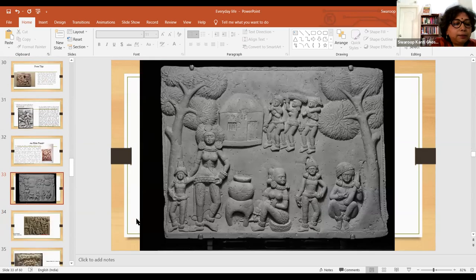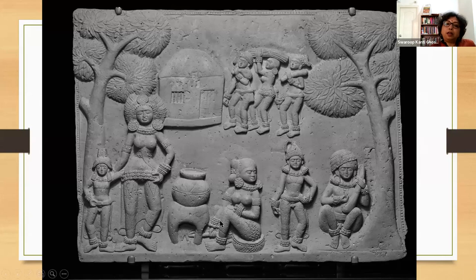Now I would like to bring to you this one sculpture, which I'm not very sure of from which place. But I have brought this to show you, particularly the oven. You can see this oven is different from the one that we saw in the house of that poor couple. And here it is probably an outdoor scene. So we have an outdoor scene.